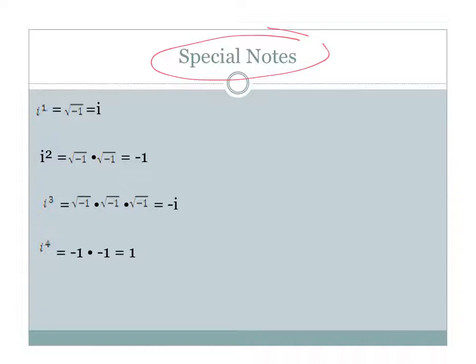Well, how would you figure out i squared? Think about it this way. If I have the square root of negative 1, which is i, and I'm going to square that, what happens to the square and the square root? Well, they cancel, and I'm just left with the negative 1, which is what you see right there.